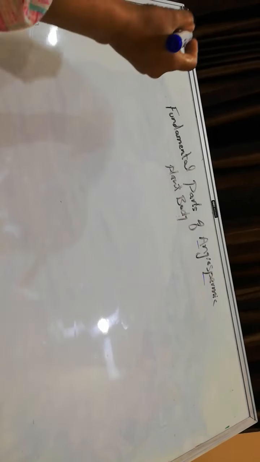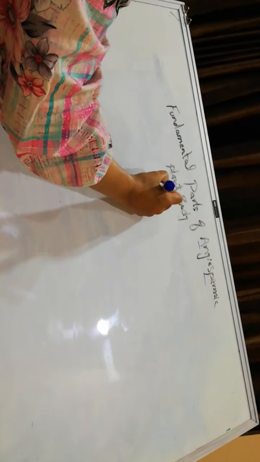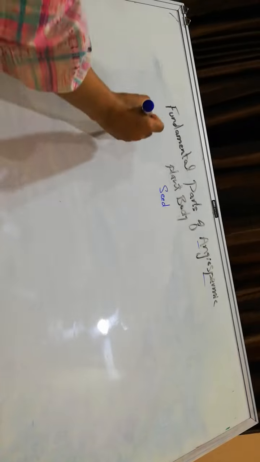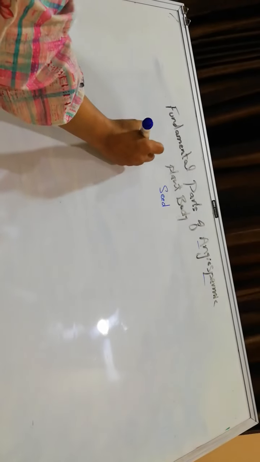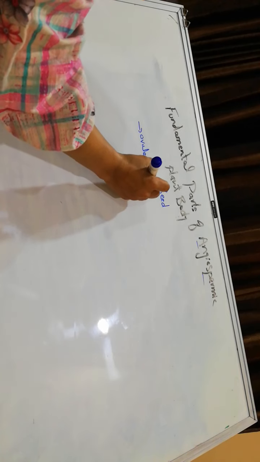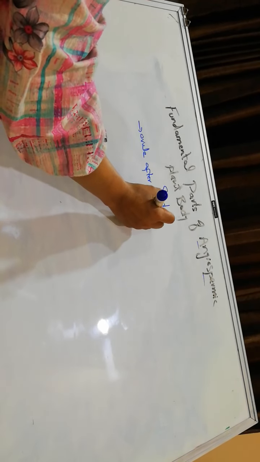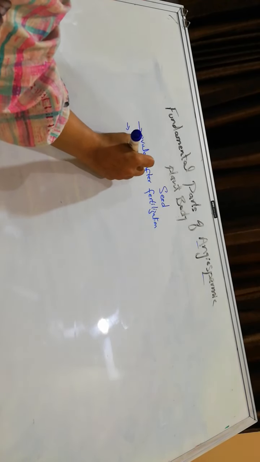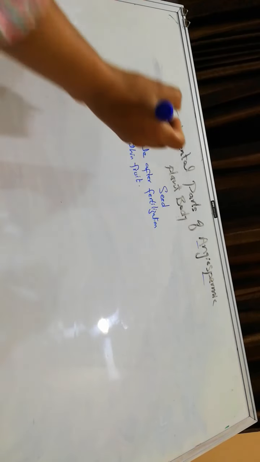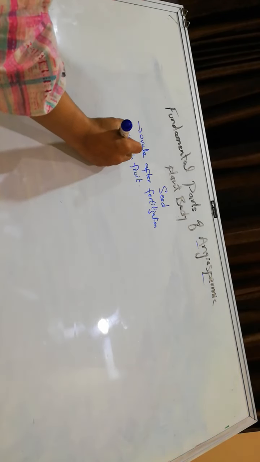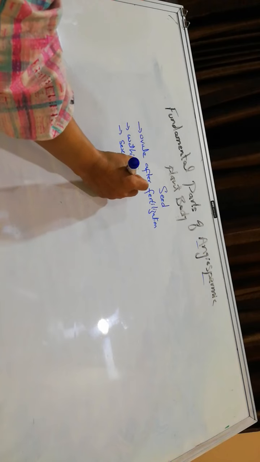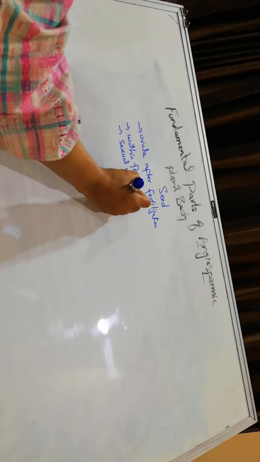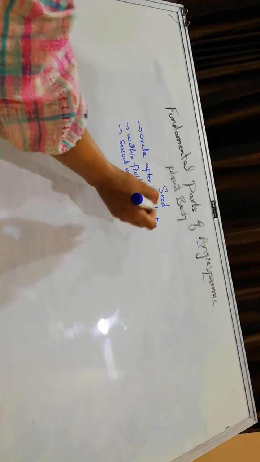Now we will discuss one of the most important fundamental parts of the angiospermic plant body, which is the seed. As we have discussed earlier, the seed is developed from the ovule after the process of fertilization, and that seed basically develops within the fruit. These seeds are basically produced as a result of sexual reproduction, and contain a young embryo which ultimately develops into a new plant.